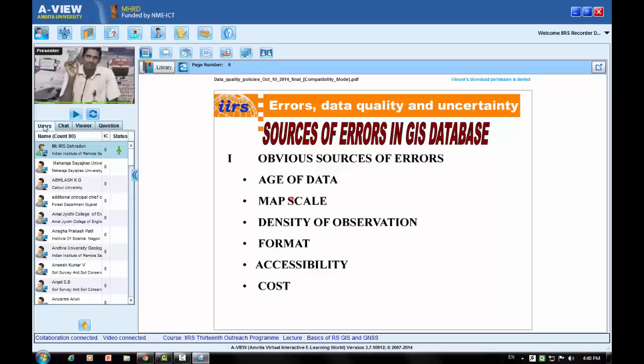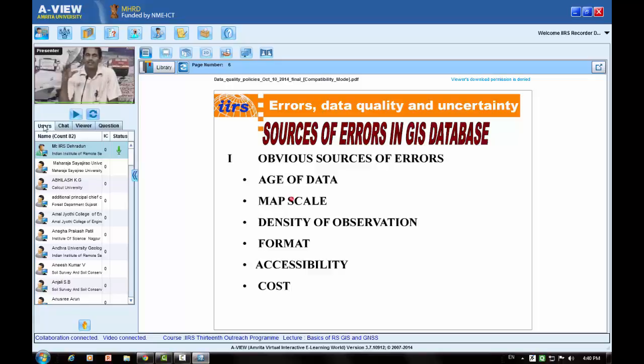And then if you take 250,000, it's very big. Suppose 1 millimeter is equal to 250 meters, and then out of that, 1/4 is 62.5 meters. So any minor change in that when you digitize will also bring the same error to your final maps. And then when you take points or lines on the map or get them from the ground, the density of observations also plays a role.